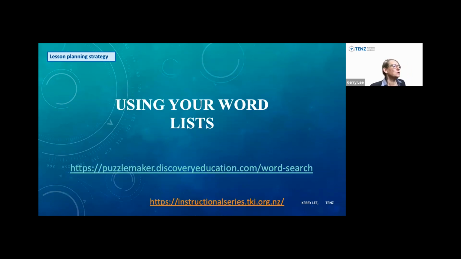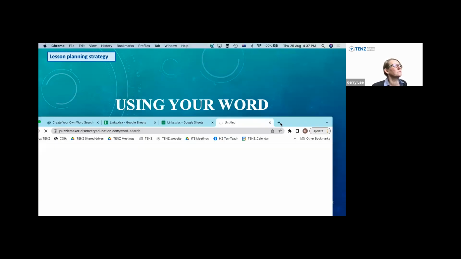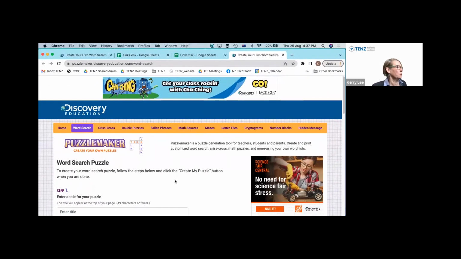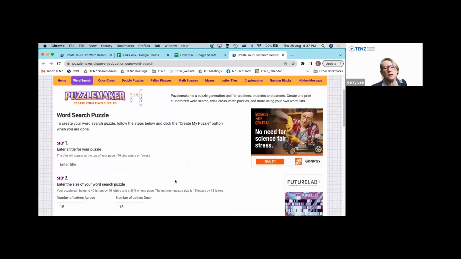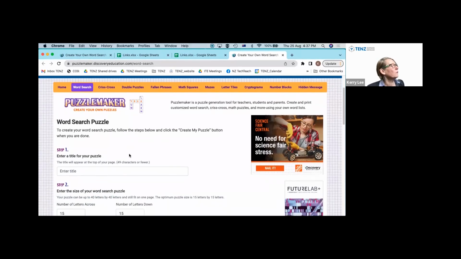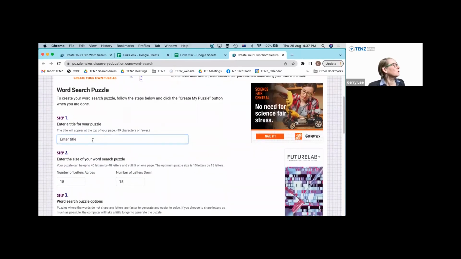So what we can do is go into Puzzle Maker, and I don't know if you know Puzzle Maker. Have you done Puzzle Maker before? No, no. Okay, so this is Puzzle Maker. So you go to Discovery, put in the search engine, you'll put in Discovery and then Puzzle Maker. You'll come up with this, and this is so cool. You're going to put in your title.